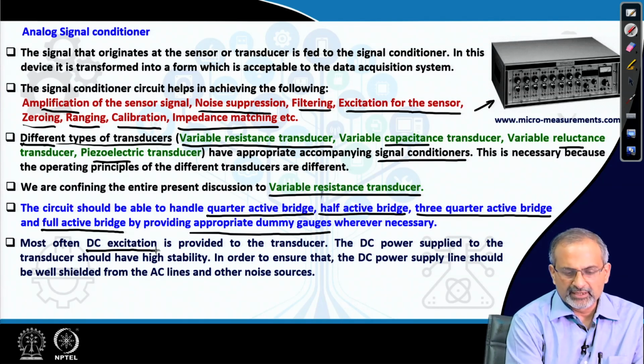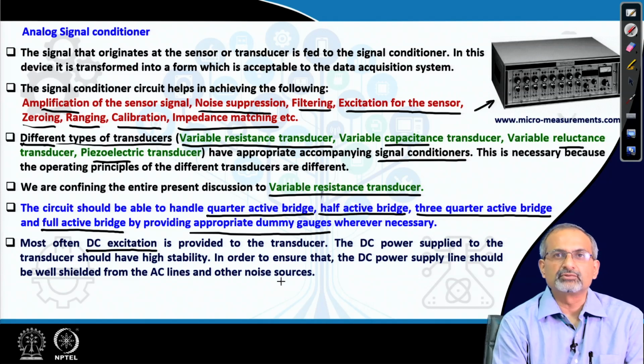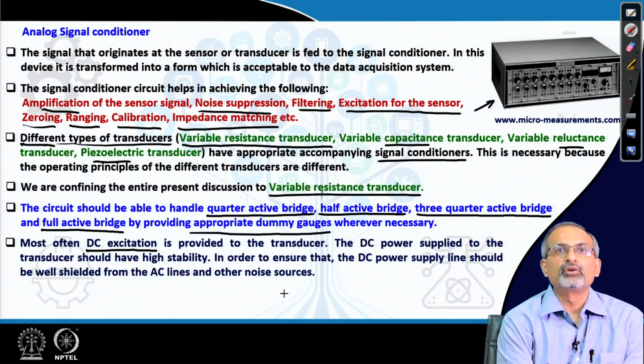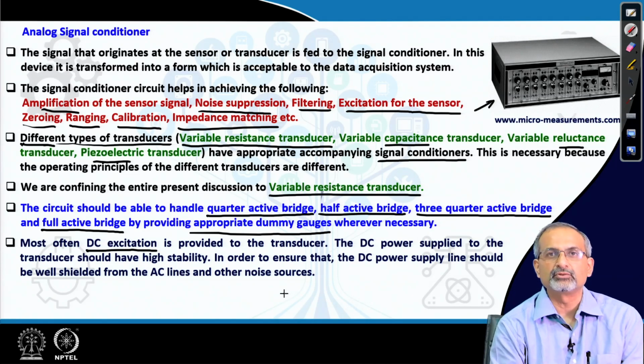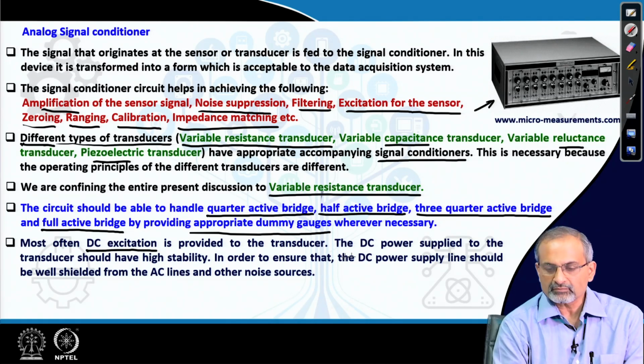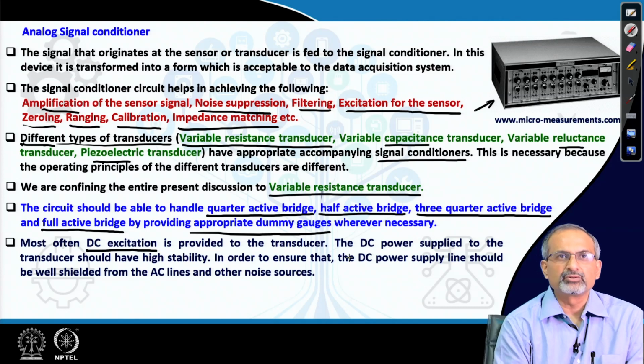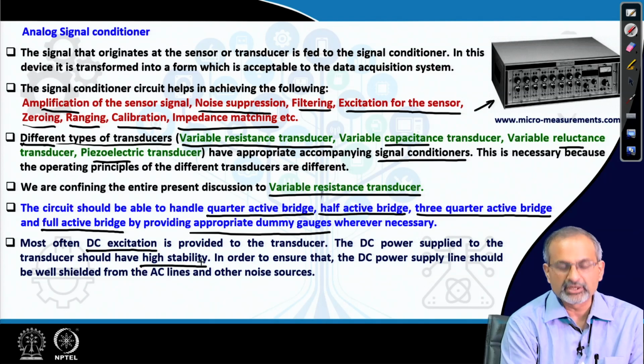Most often, DC excitation is to be provided to the transducer. Depending on what excitation voltage is required at the transducer end, the signal conditioner should be able to provide it. That means, the signal conditioner excitation voltage range should fit most of the transducers which need to be used along with it. The DC power supplied to the transducer should be very stable.